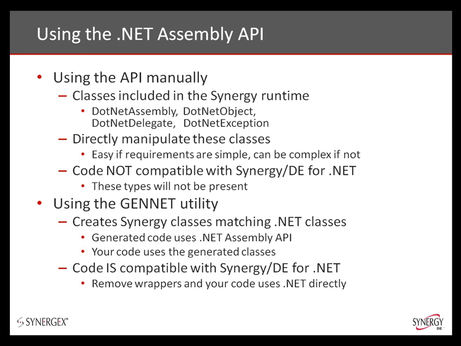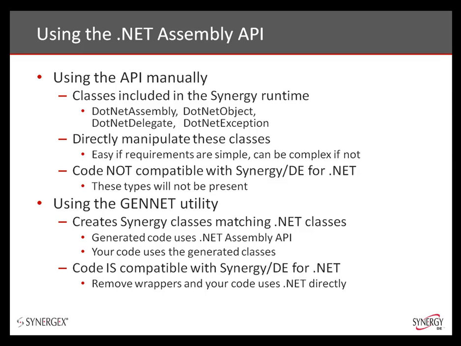There are basically two ways of using the .NET Assembly API. The first way is to use the API manually. In the Synergy runtime, there are 4 new classes that are included. These classes are called .NET Assembly, .NET Object, .NET Delegate, and .NET Exception. And programmers can write code to directly manipulate these classes, to directly reference .NET assemblies, objects within those assemblies, interact with their types, and so on.